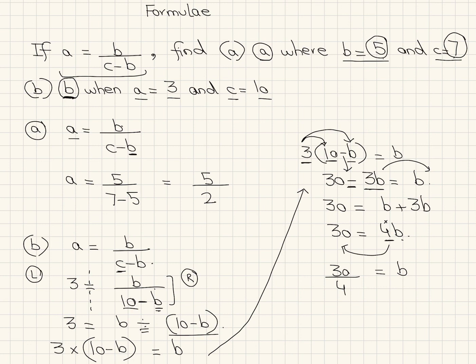All right, and 30 divided by 4, we can simplify this. We divide this by 2, we divide this by 2, this gives us 15 over 2. That's going to be our value of B in this case. All right, so this is how we go ahead with the formula. Very important. Substitution is extremely important in algebra, and in math overall also. You see it coming everywhere.